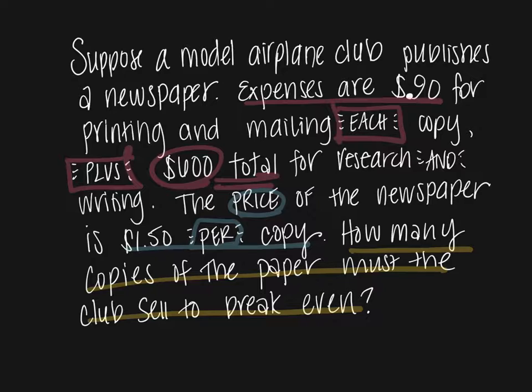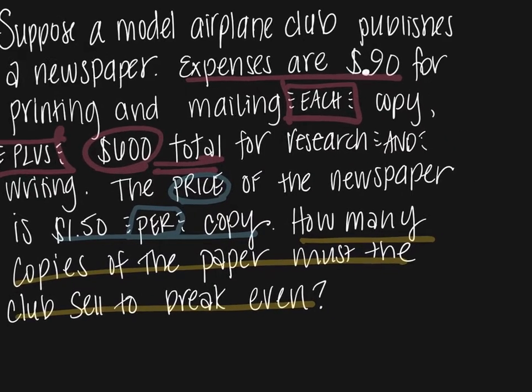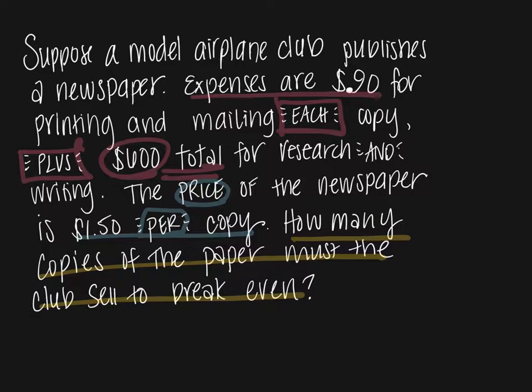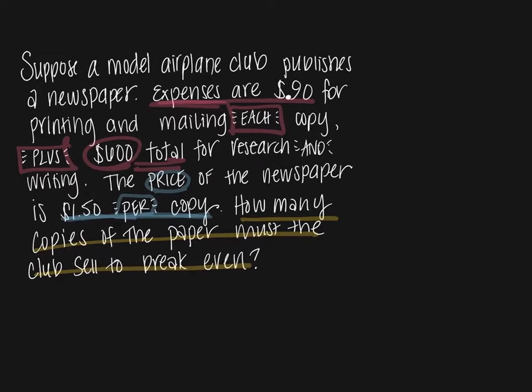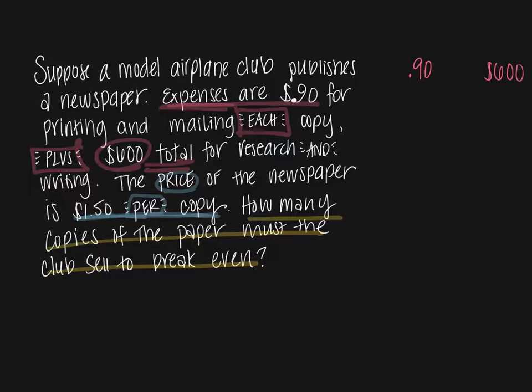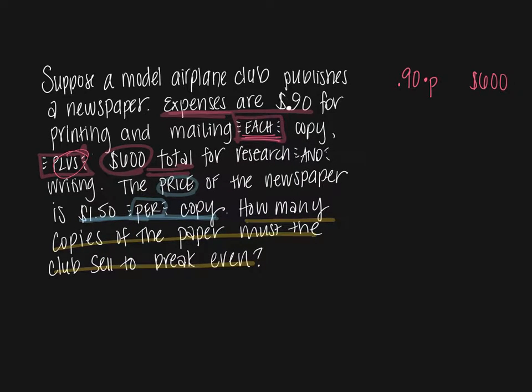Well, I need to come up with a system of equations to solve it. So how can I write a system of equations here? I need one to represent expenses, my pink, and I need another one to represent my profits. Let's look at this. I've got 90 cents and I've got 600, and this is 90 cents for printing and mailing each copy. Each is always multiplication, so that's per paper, plus is always add, 600 total for research and writing. So this equals my expenses.